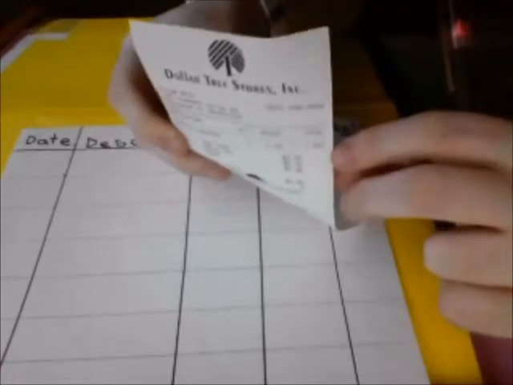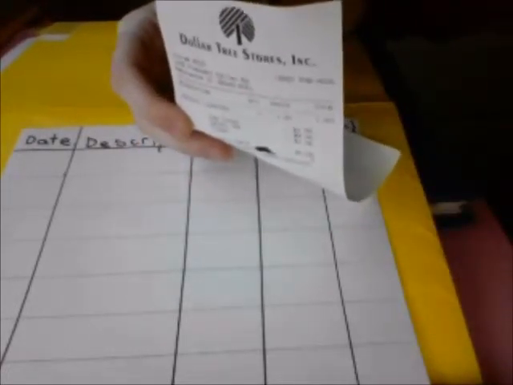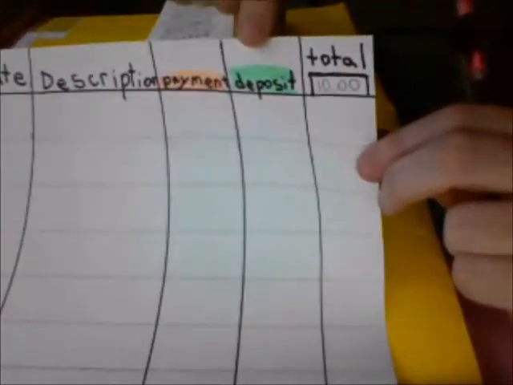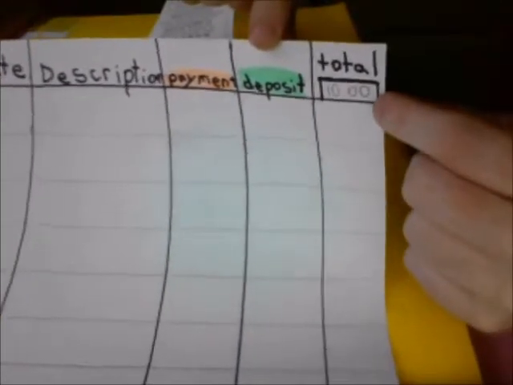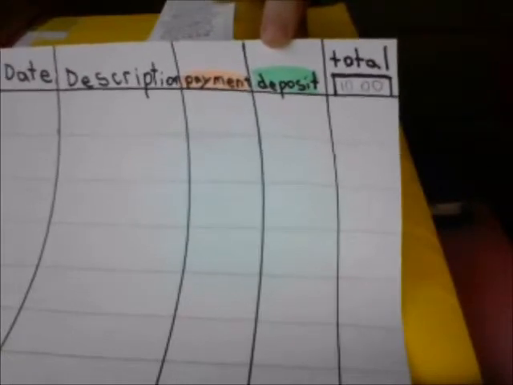Let's use our homemade ledger to record this receipt that I had bought for this purpose here. And I only bought one item from the dollar store, so it's going to be very simple. We're going to start out in the upper right-hand corner with our total column, and we want to find out how much money I have in my account. I'm not giving you the real amount.